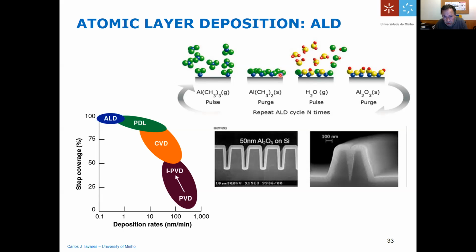So remember that the blue dots here are coming from the initial precursor. So you have aluminum and these three methyl groups. In the end, you only want to keep the oxygen, which is these yellow atoms, and you want to remove these hydrogen atoms. And if you look here at the step, you see that there's a very good coverage of the surface, and you replicate the structure of the surface.